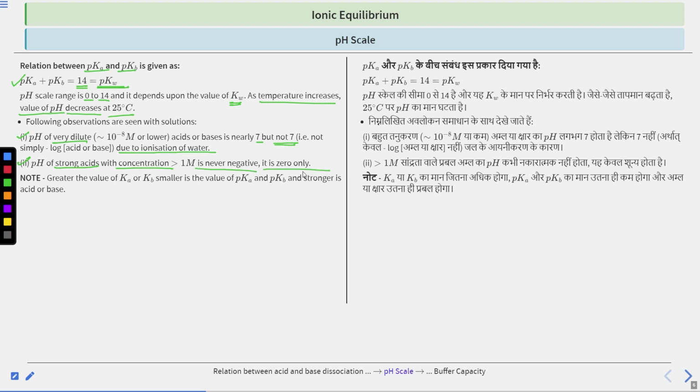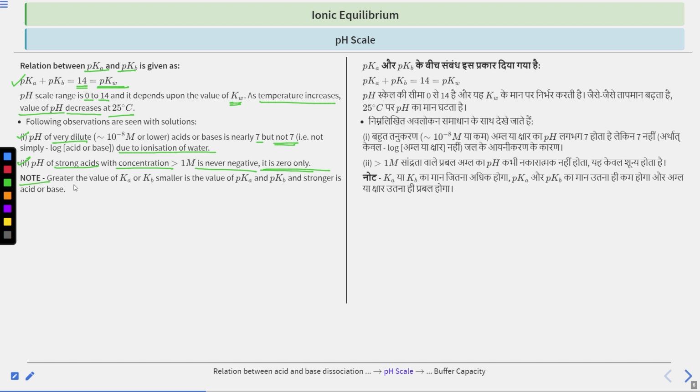Second observation, the pH of a strong acid where the concentration is greater than 1 molar is never negative. It is 0 only. So if we have a strong acid with a concentration greater than 1 molar, its pH is never negative. It is 0 only, because the range of pH is only from 0 to 14, right? So it can't go to the negative side. If the acid is very strong, the pH can only be 0.